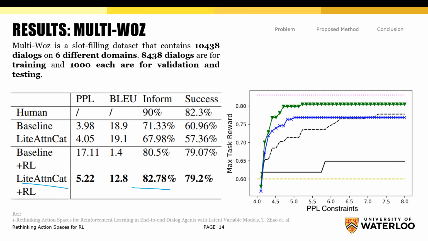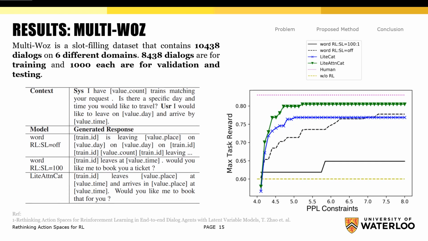They also show the same curve for their method, where we can see all the details here. They also provide an example showing that the diversity of the output of the word level is not really helpful here. Given this specific context for the MULTI-WOZ dataset, the output of the word-level reinforcement learning just keeps those values. It's not really humanly friendly: train ID, value place, value day, train ID, value count, train ID. I can say it just found a bug, that if you use those specific tokens together, you're going to maximize the reward.